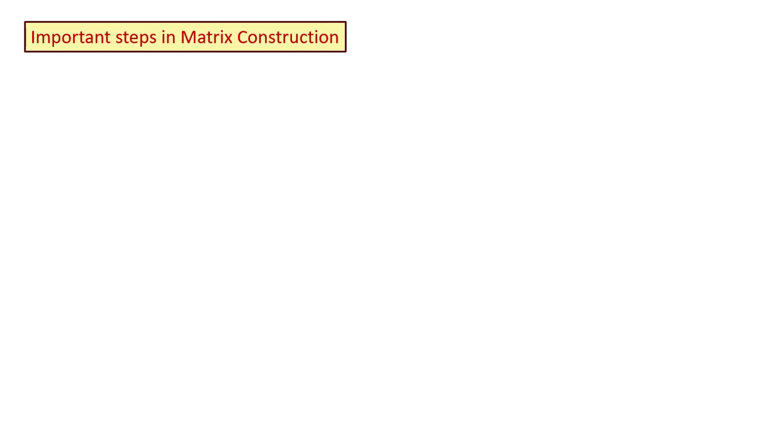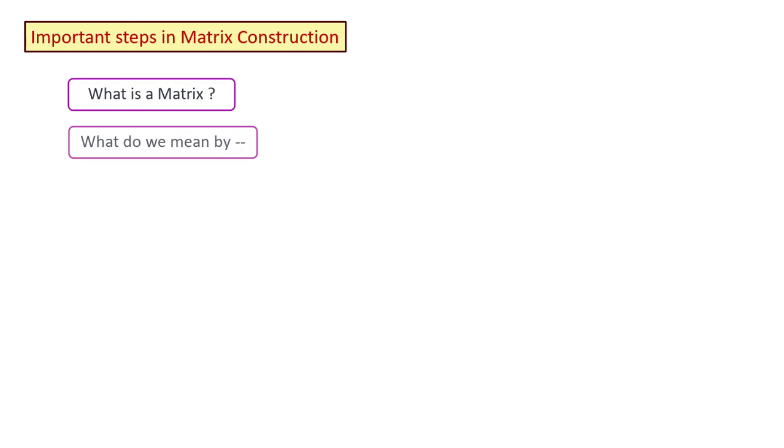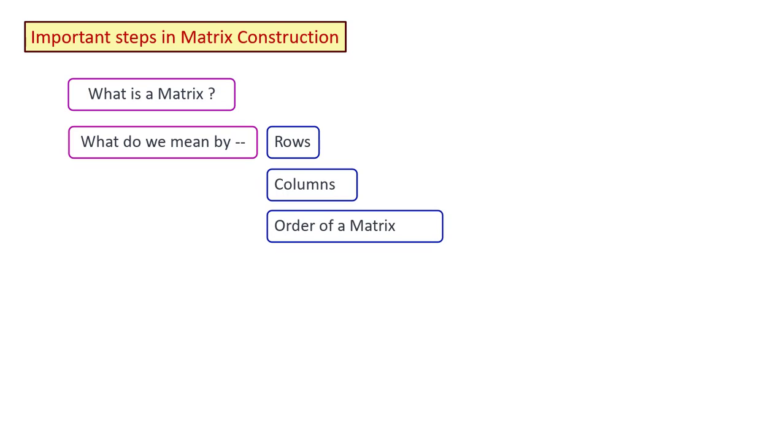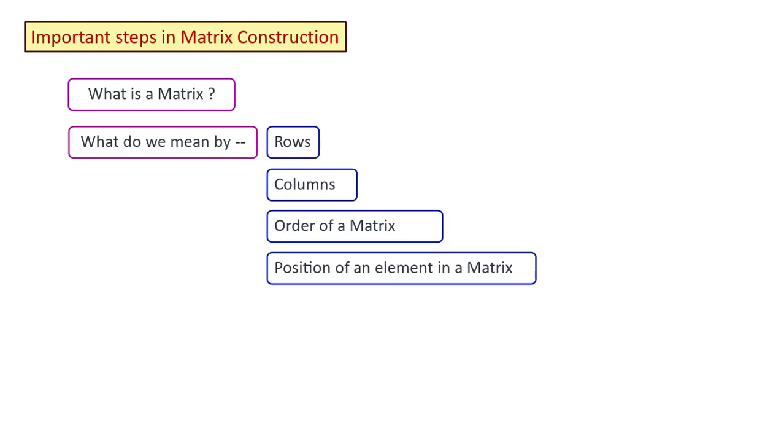Hello everyone. From previous lectures, we already know what is a matrix, what we mean by rows, columns, order of a matrix, and the position of an element in a matrix. In this lecture, we will discuss how to construct a matrix when elements or a rule related to the elements is given. For construction of a matrix, remember these steps.